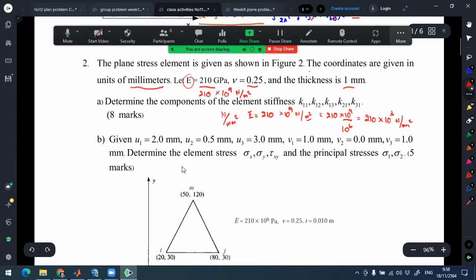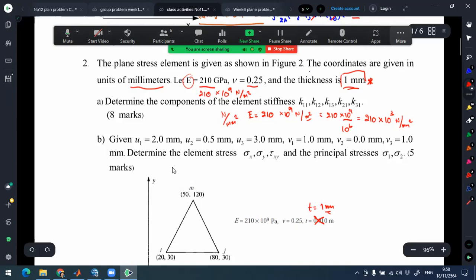This picture is maybe not correct. The thickness should be 1 millimeter. We will follow this value instead. Sorry for this mistake. I took it from the textbook, and the textbook just notes 0.01 meter, so it is 1 centimeter, but from the problem it is 1 millimeter. So we have to change the thickness to 1 millimeter.